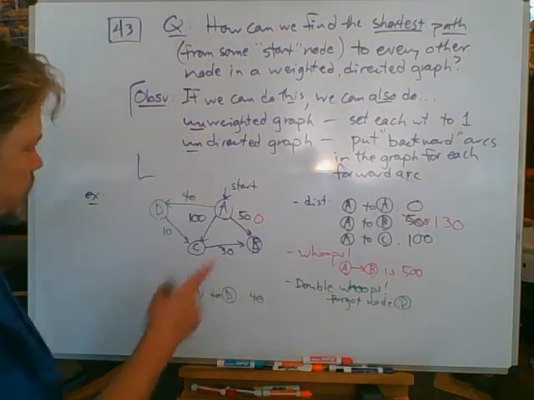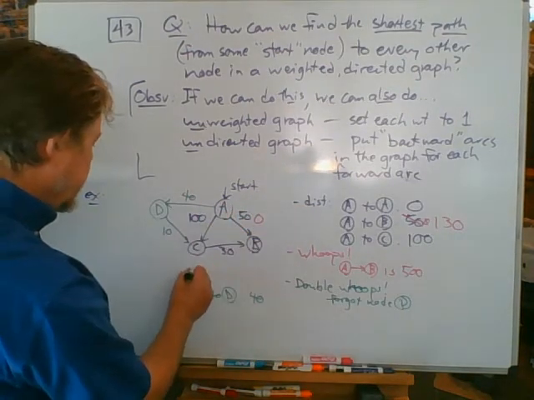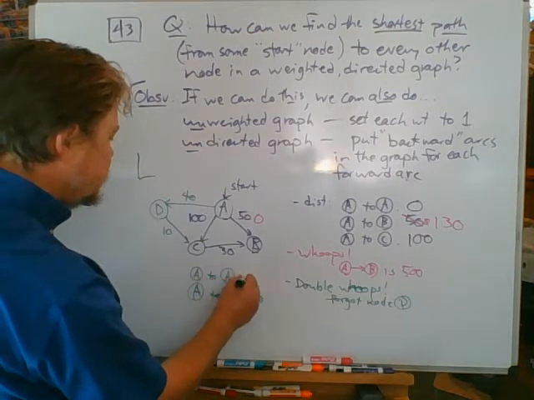But you know what? We need to start all over again. Look at this. If we start at A and go to A, that's never going to change. A to A, since that's the start node, that's always going to be 0.